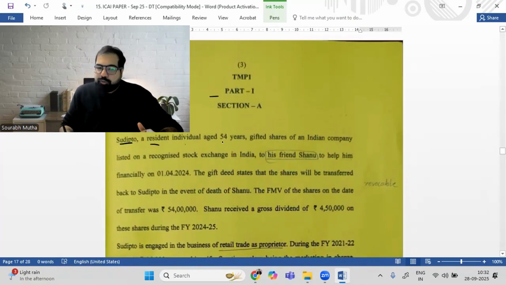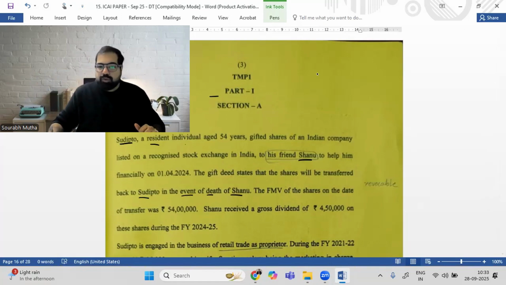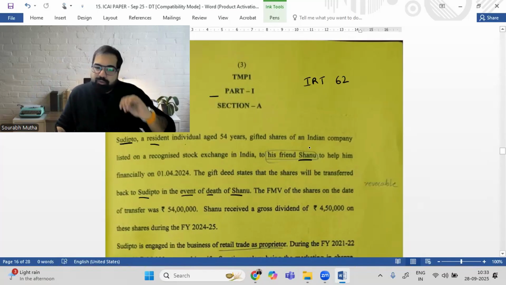Sudipto is a resident individual, 54 years old, who gifted shares of an Indian company listed on a recognized stock exchange to his friend Shanu, to help him financially, on 1st April 2024. The gift deed says that the shares will be transferred back to Sudipto in the event of death of Shanu. So basically, is it a revocable transfer? No, it's irrevocable. You cannot take it back till Shanu is alive. So this is an irrevocable transfer. As per section 62, if there's an irrevocable transfer, the income will not come back.